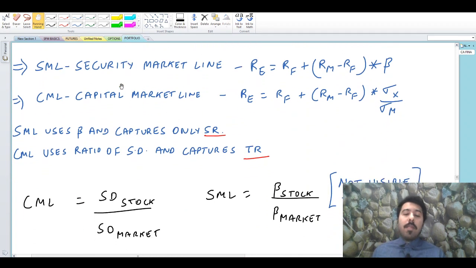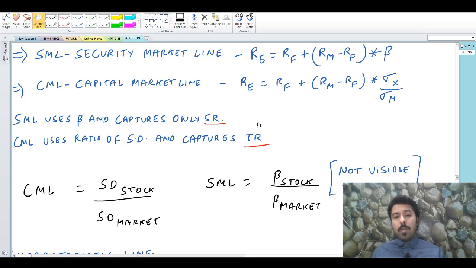And now we have a few more topics. One of them is SML, security market line. RE equals RF plus RM minus RF into beta, the formula we have already learnt. Something similar to this is CML, capital market line. RE equals RF plus RM minus RF into sigma x upon sigma m. What are we doing? Standard deviation of stock upon standard deviation of market. SML uses beta and captures only systematic risk. Obviously, beta captures systematic risk, but this captures total risk, risk of the stock upon risk of the market, right? And this uses the ratio of SD and captures total risk.